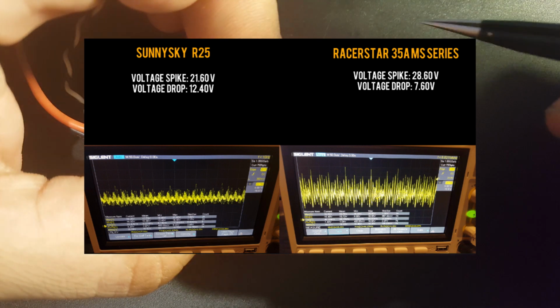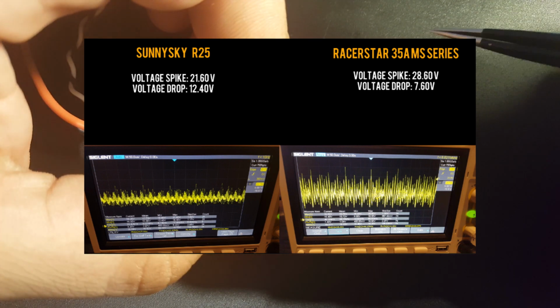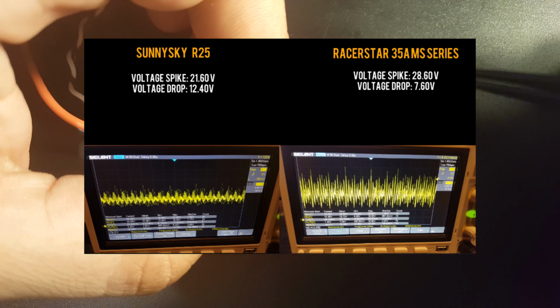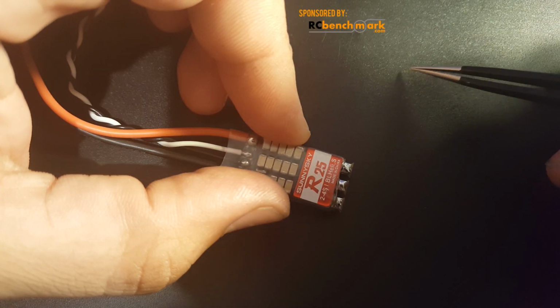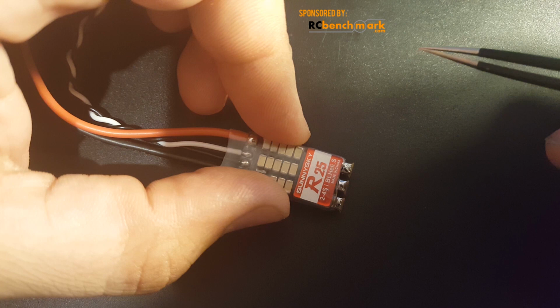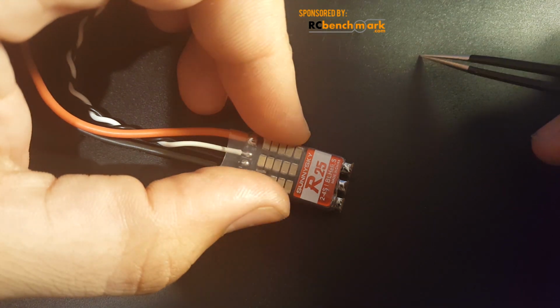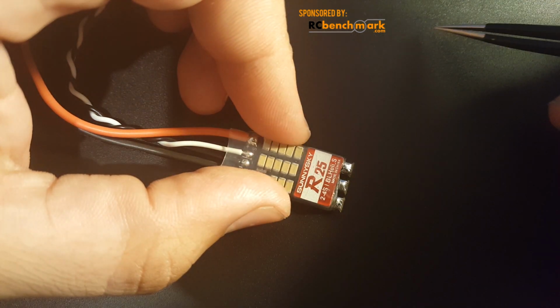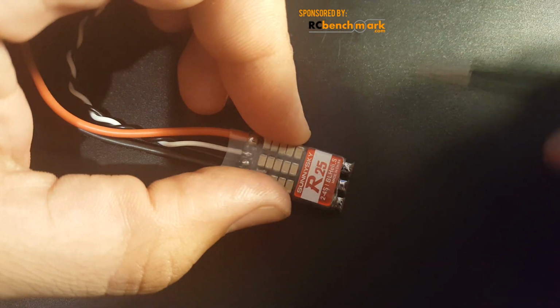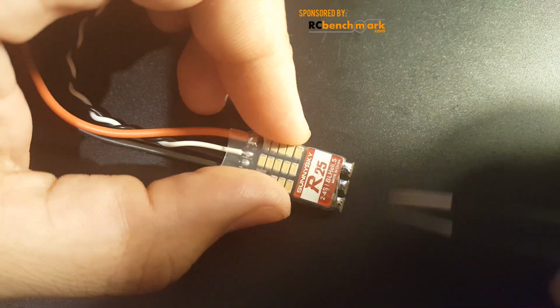The Racer Star MS series was 28.6 volts. That's a bit scary. I mean, 27 volts is what I consider to be the top of the safe zone, okay? You can actually go, that's fine, but if it reaches 30 and up, that's just very bad for your components. That's just burning stuff up.